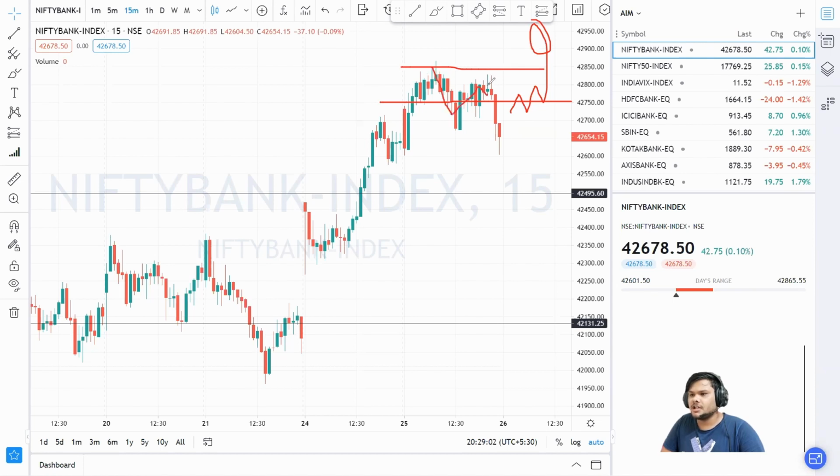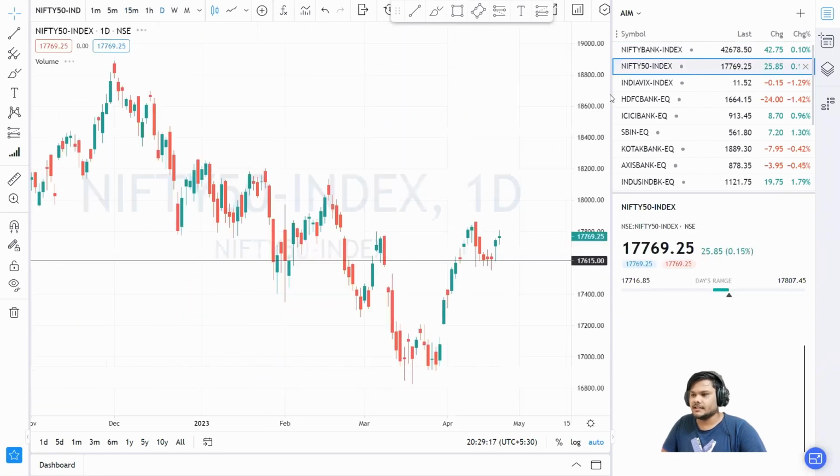And you can clearly see that today it continuously halted around that higher side. So if it breaks that higher side, which is 42,850, then you can consider it for larger trend. Target will be around 42,950 to round level 43,000. So that's all about Bank Nifty. Now let's look into Nifty in one day candle chart.